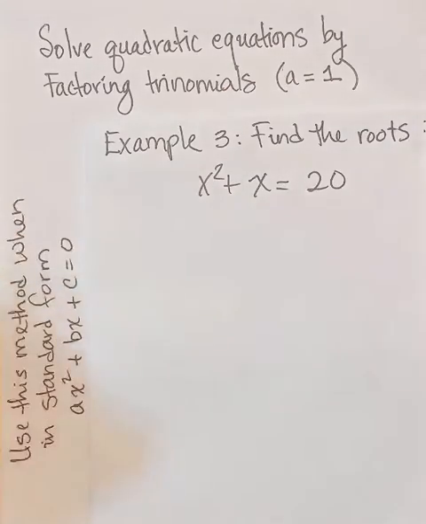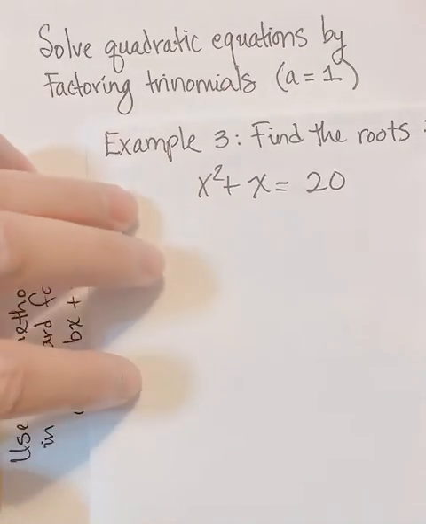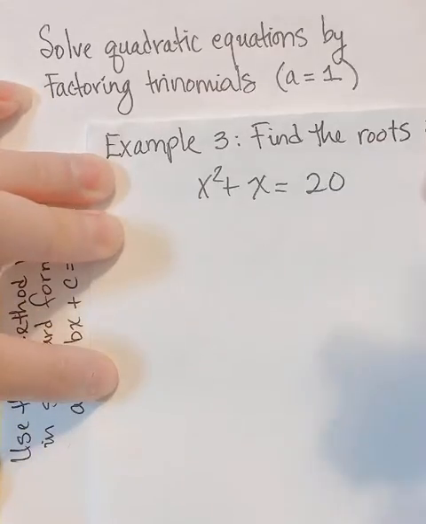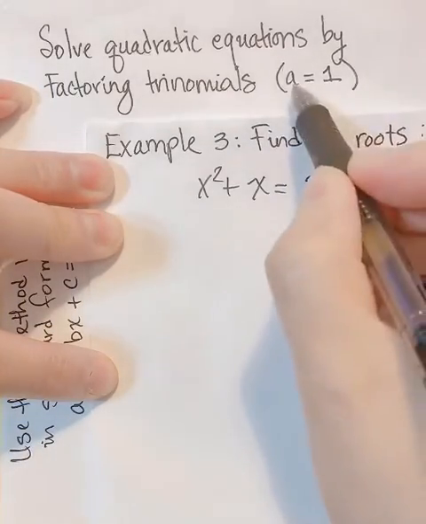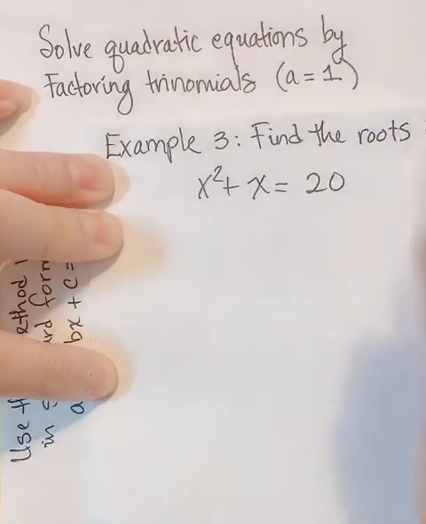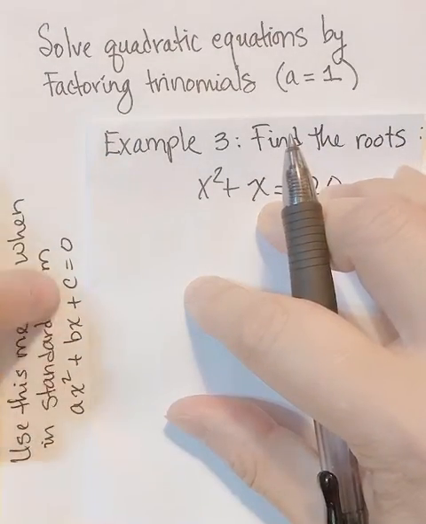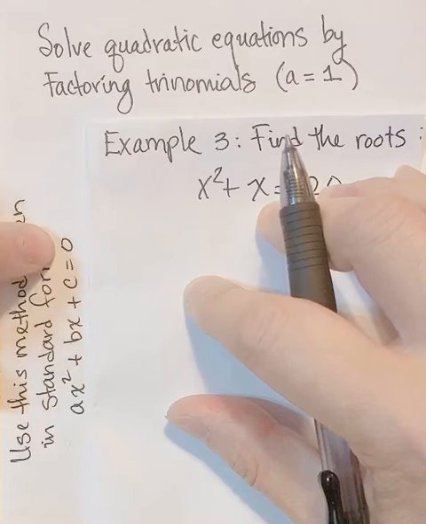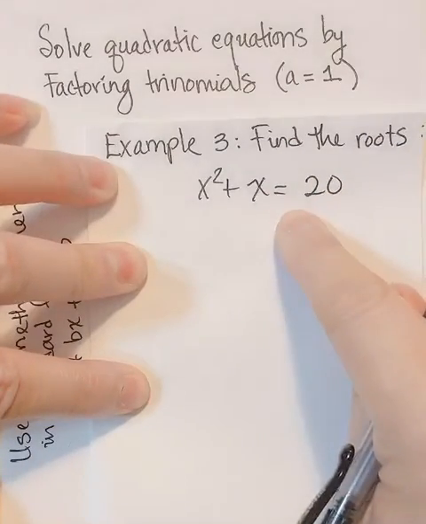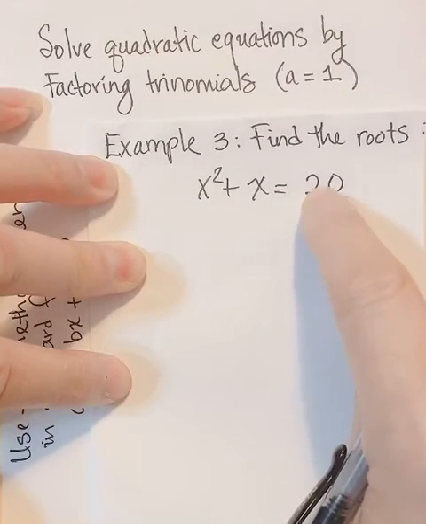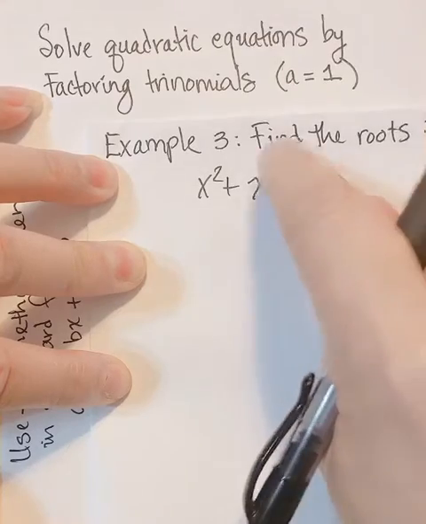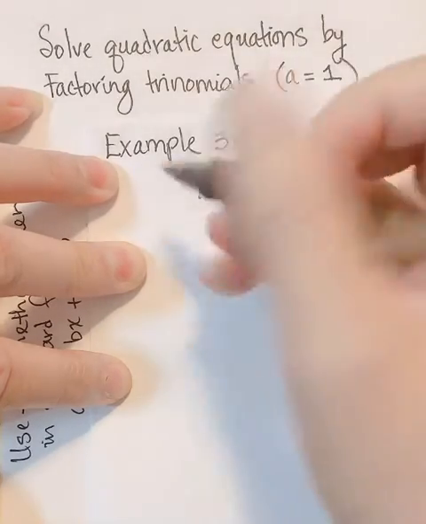Hi students, I wanted to show you another example of solving quadratic equations by factoring trinomials with a equal to 1. You use this method when your equation is in standard form and is set equal to 0. According to this equation, it is not set equal to 0, so we're going to have to move the 20 back over here to make it equal to 0.